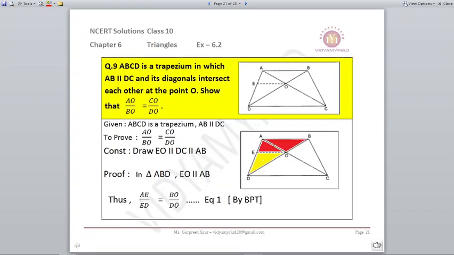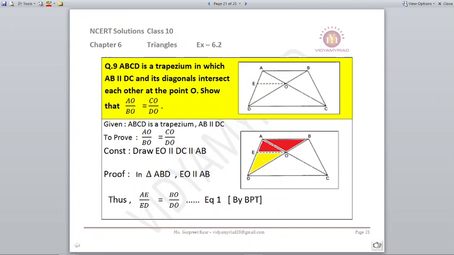Question number 9. ABCD is a trapezium in which AB is parallel to DC and its diagonals intersect each other at a point O. You need to show that AO upon BO is equal to CO upon DO. Now how are we going to do this? We will do a construction. EO is a line which will be parallel to AB and DC.